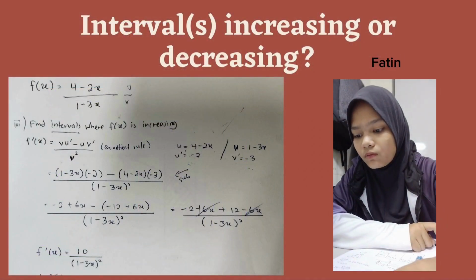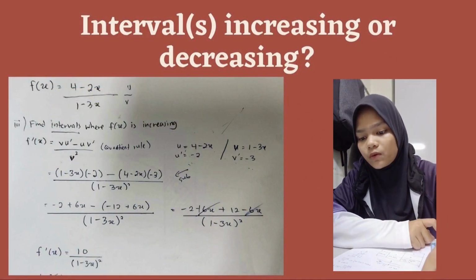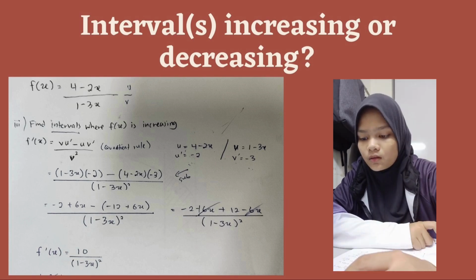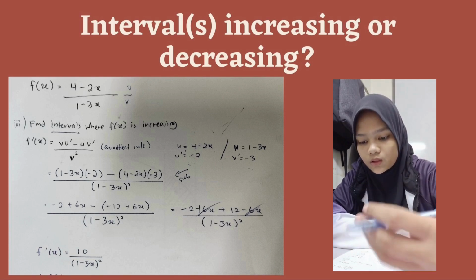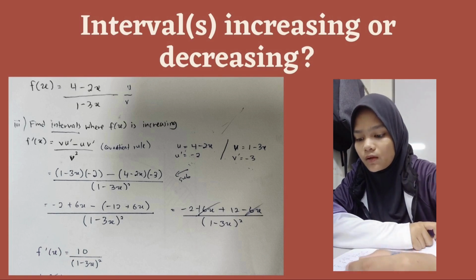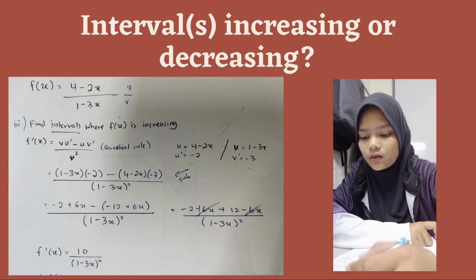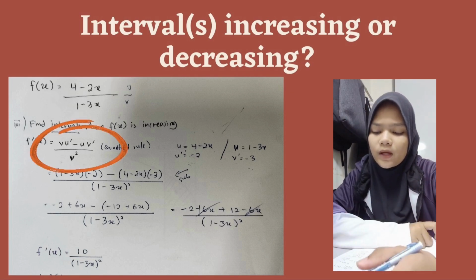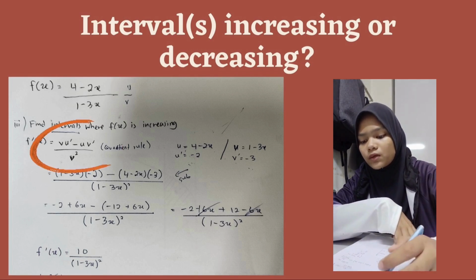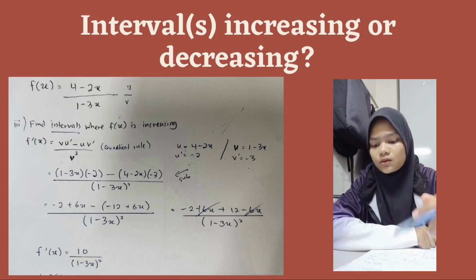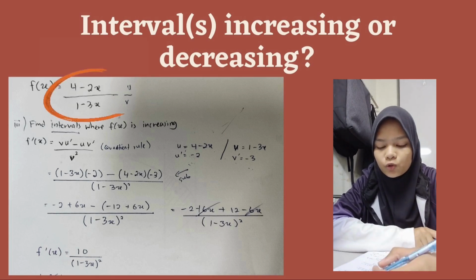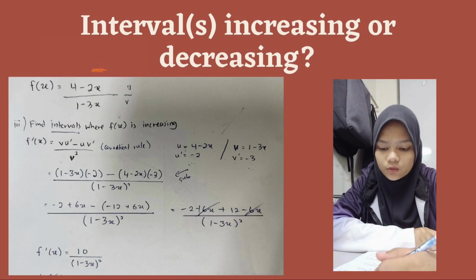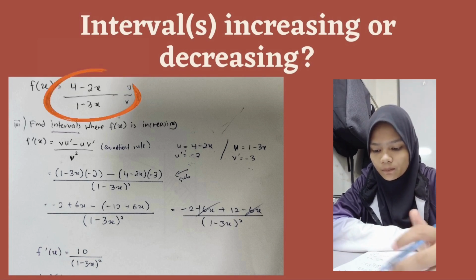Here we are going to find the intervals where f(x) is increasing. First, to find the interval, we use the quotient rule to find the derivative of f(x), which is (vu prime minus uv prime) over v squared. In our f(x), the numerator is u and the denominator is v.